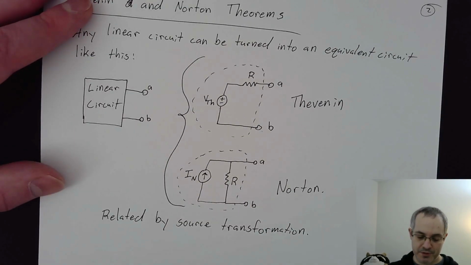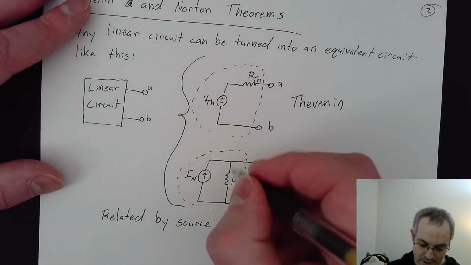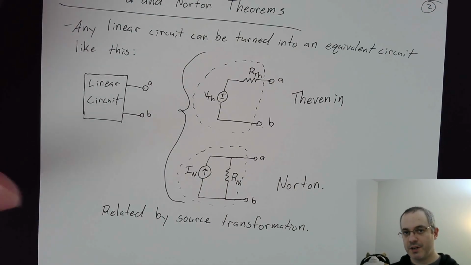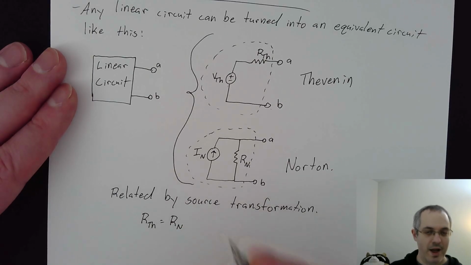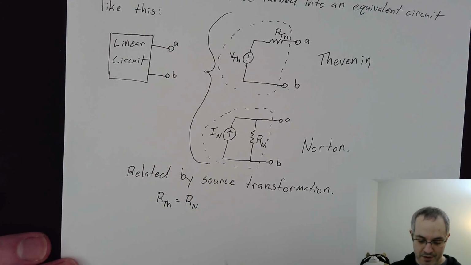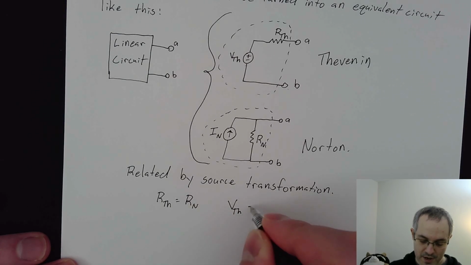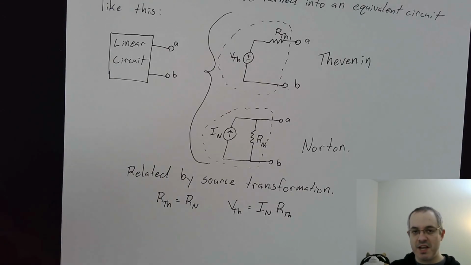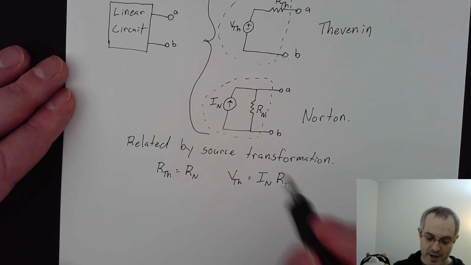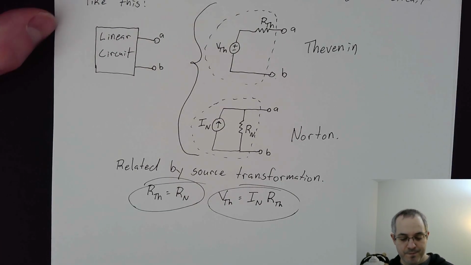Now, oftentimes you'll see the R with a TH on there when it's Thevenin and a little N when it's Norton, but keep in mind that they're exactly equal because by source transformation, they're the same. So however you want to note that, doesn't really matter. And then of course we also have that VTH is equal to IN times R, whichever one you want to put down there, it doesn't really matter. So then we have that as well. Okay, and that's all Thevenin and Norton theorem are.